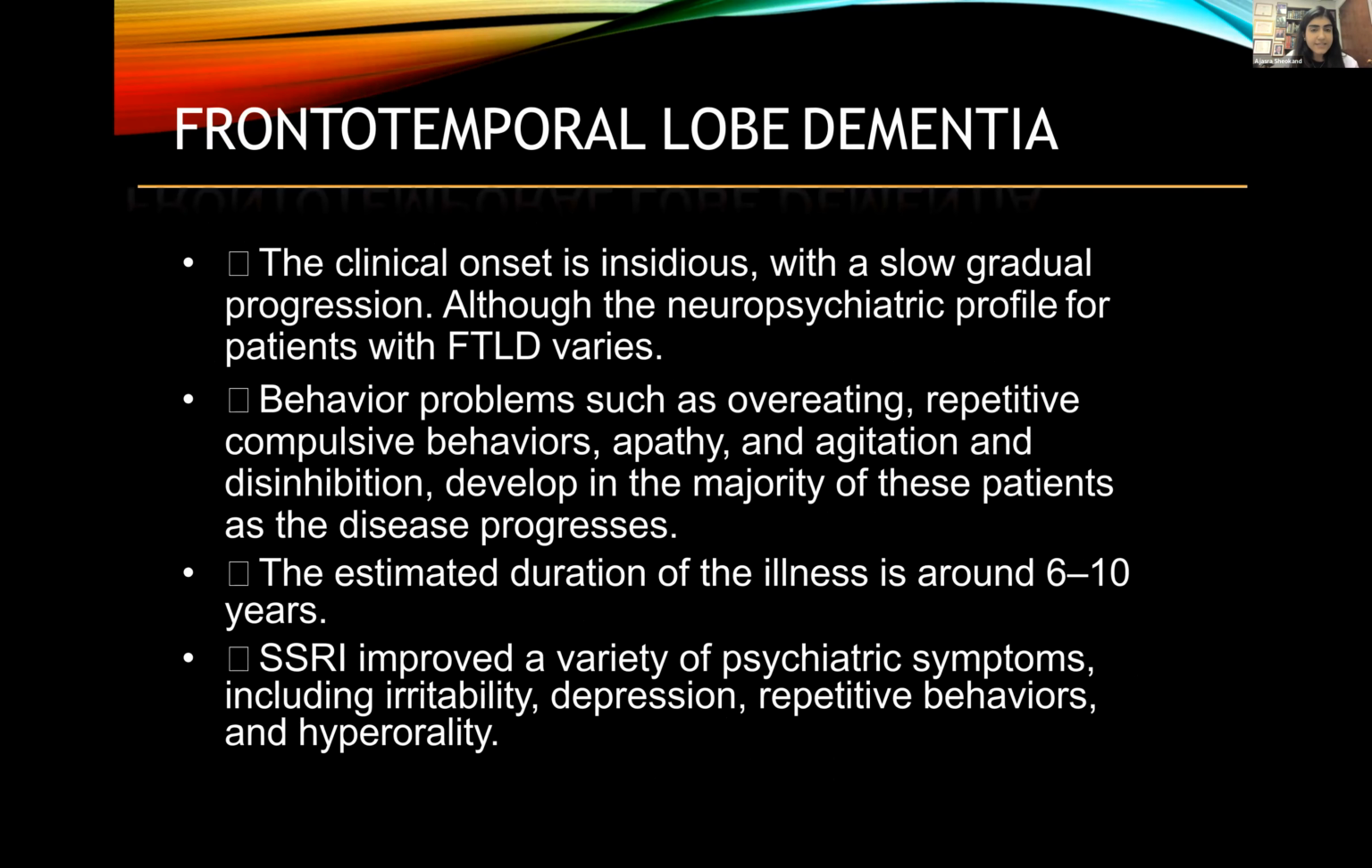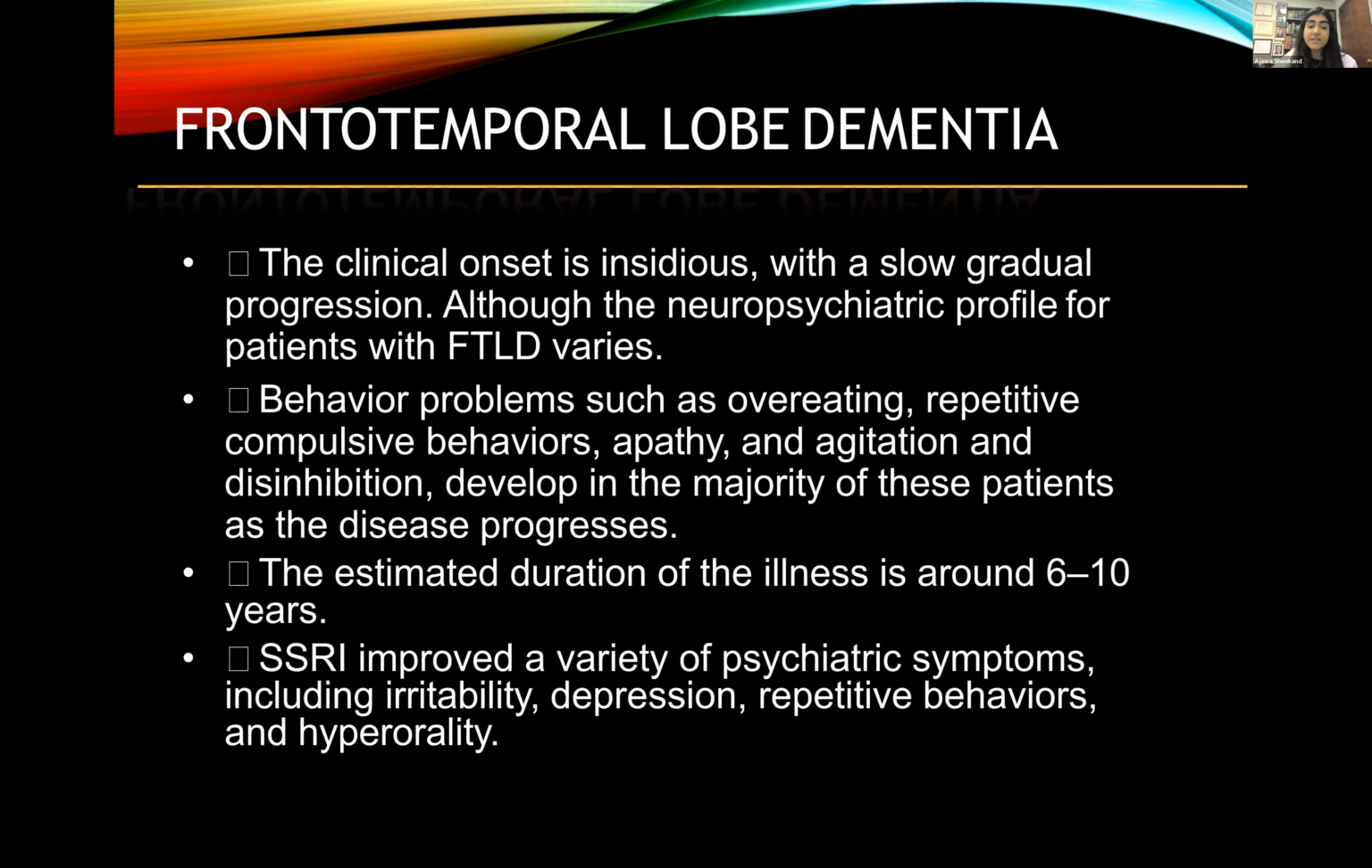It's usually insidious. It doesn't progress very quickly. And the behavioral changes can be quite varied, as we discussed. It can go from people having disinhibition, but it can also lead to people having apathy, agitation, repetitive compulsive behaviors. And that's also one of the reasons why frontal lobe is associated with obsessive compulsive disorder. It usually lasts for 6 to 10 years because people do succumb to this dementia.